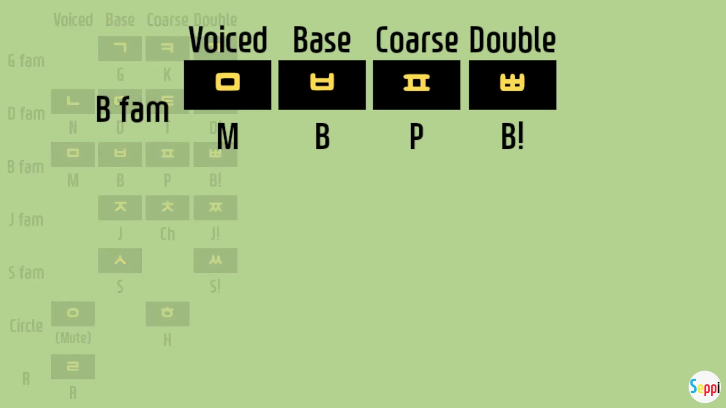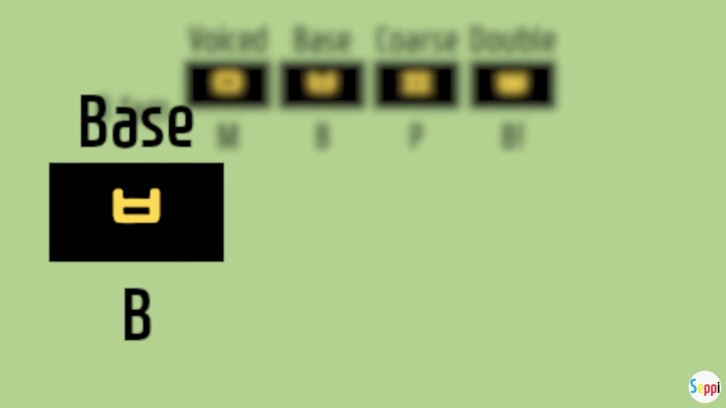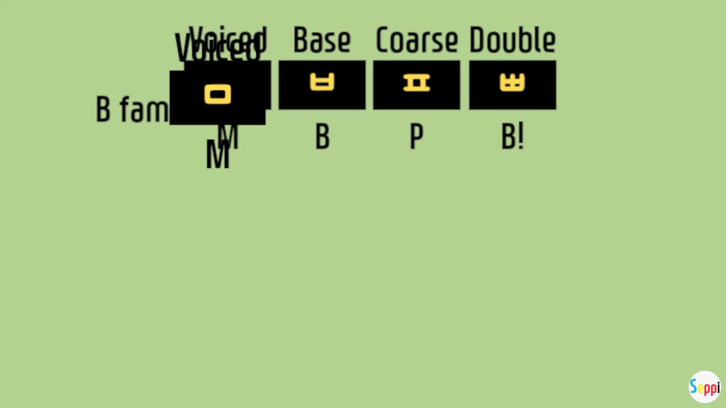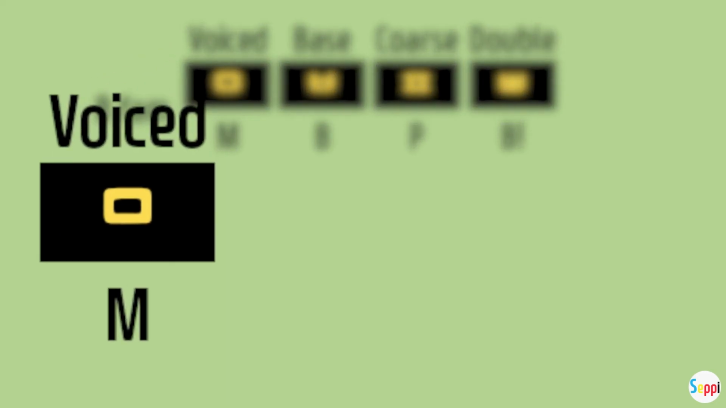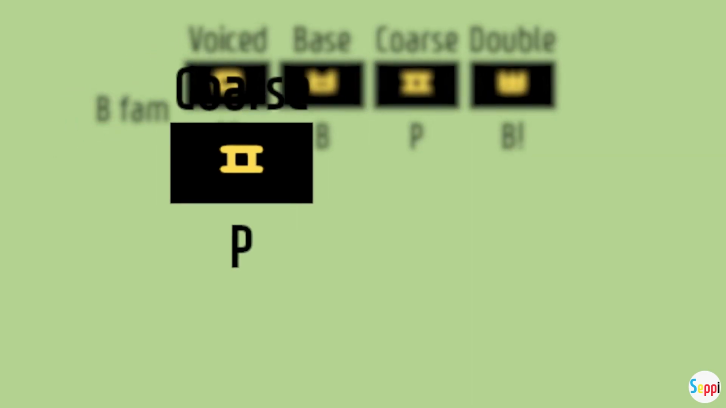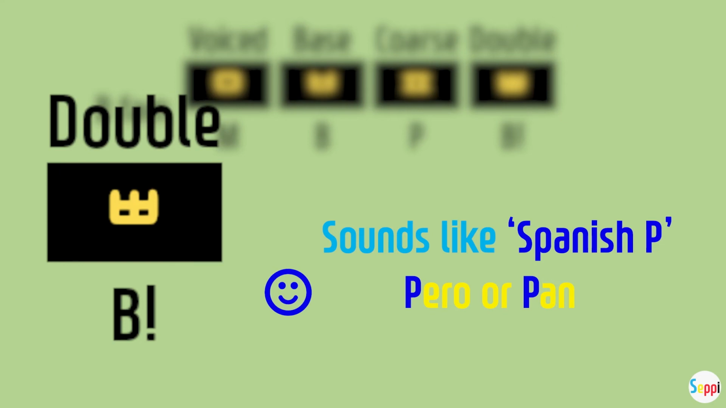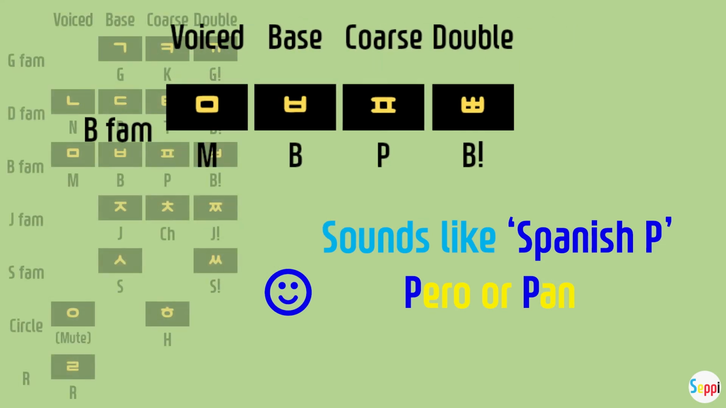This time we meet the B family. As before, let me first introduce you to the center, the base. It looks like a horned rectangle. Then what sound does it carry? Of course, the English B sound, B. And B is the name for this letter from now on. On its left, we meet M, which is the simplest rectangle, and on the right of base B, we have P. At the end, double B, the sound of which corresponds to Spanish P, in examples like pero or pan.